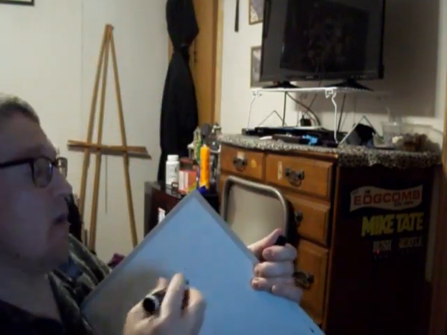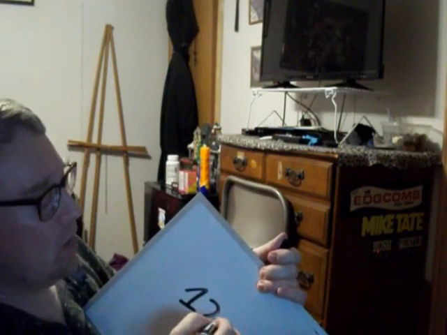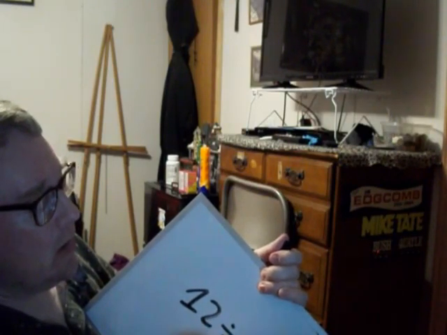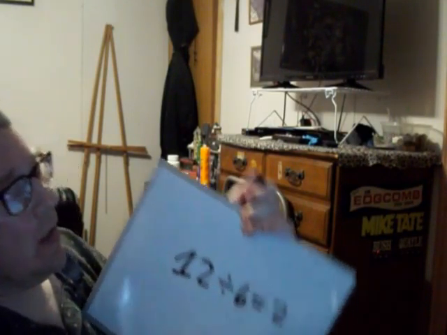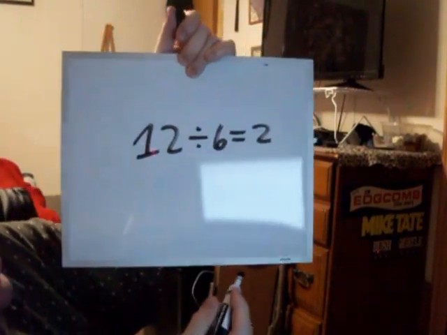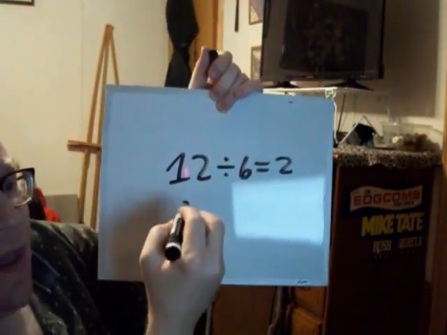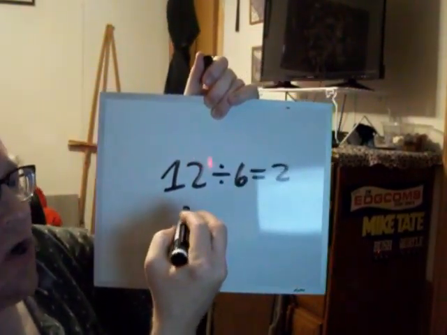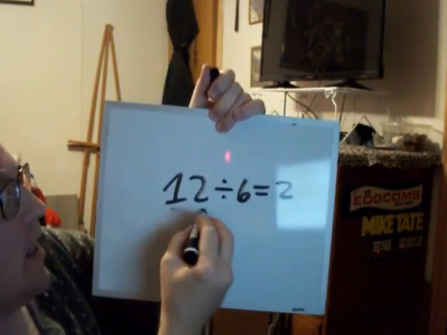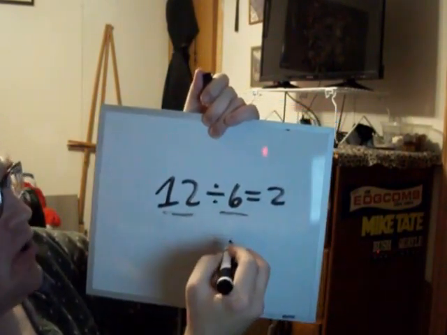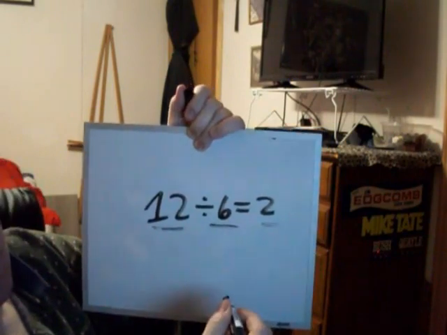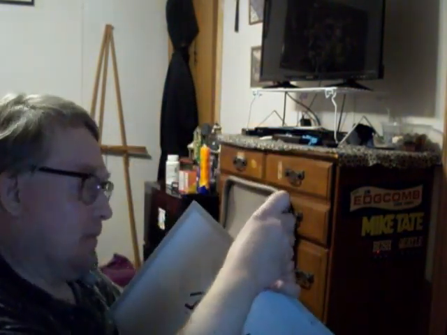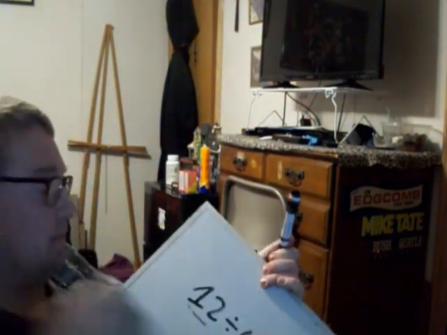I could draw it like this, but I'm going to go ahead and just do this. So, let's say you have 12 divided by 6 equals 2. Well, the first term is a dividend. The second term is the divisor, and there's your quotient. So far, so good.